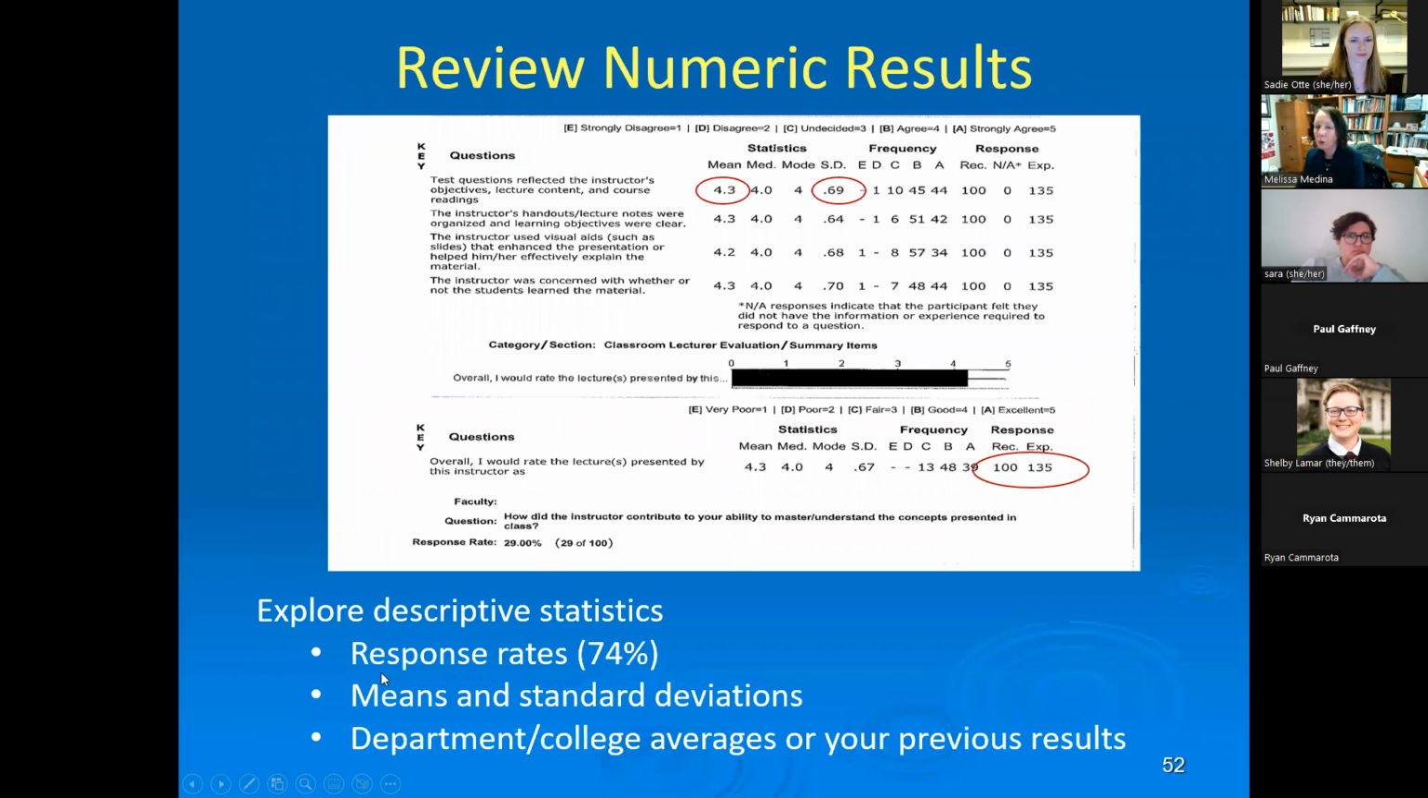Like I said, when you're reviewing the numeric data, I like to look at the response rate first. How representative is this sample? What's the mean? What's the standard deviation? And then do we know any college averages or department averages, as well as what are our previous results? So I encourage people to keep an ongoing table of your overall scores.